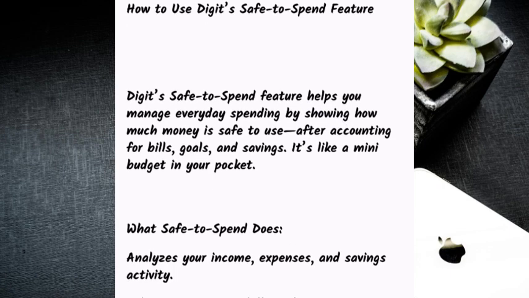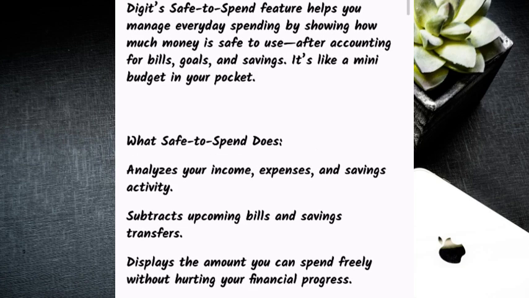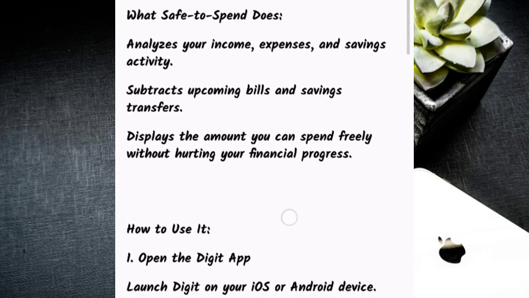So what exactly does Save to Spend do? First, it analyzes your income, expenses, and savings activities, and then it subtracts upcoming bills and savings transfers, and then displays the amount that you can spend freely without hurting your financial progress. Let me show you how to use it.